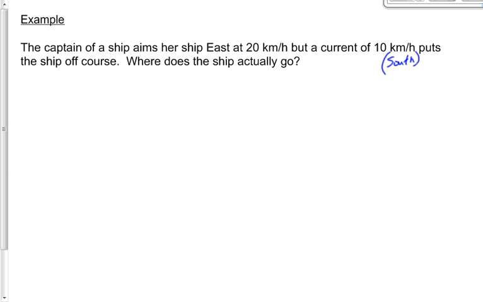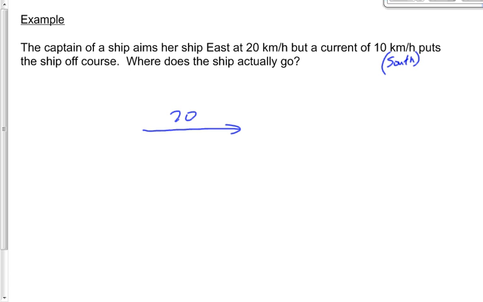She aims her ship at 20 kilometers per hour to the east, yes. Is that where she actually goes? No, it's not. Julia, what is it? It's contributing to where she goes, right? So that's going to be a solid or dotted. Solid. 20 kilometers per hour to the east is a solid line.